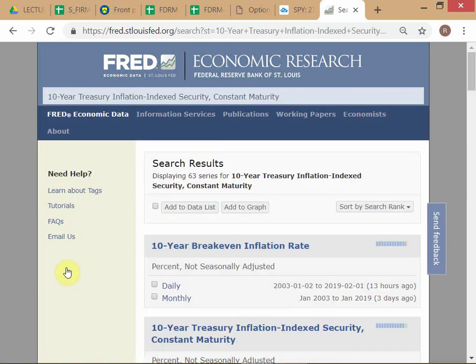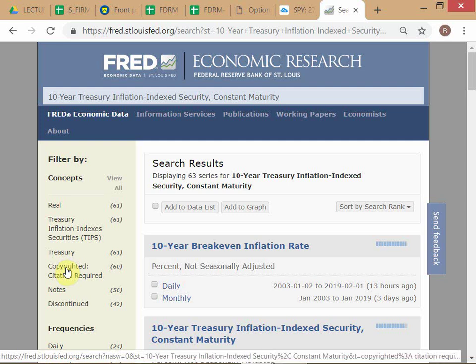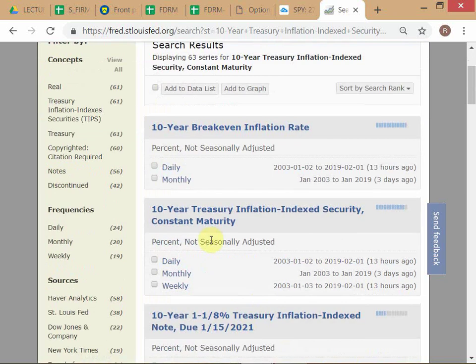So, are you following the discussion here so far? Yes, sir. Why are we discussing all this? Because Goyal asked a question when we discussed this. This is a 10-year Treasury inflation index security, constant maturity. Let's look at this.